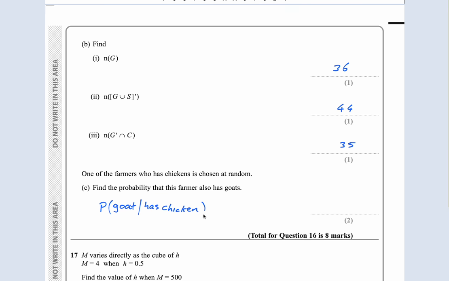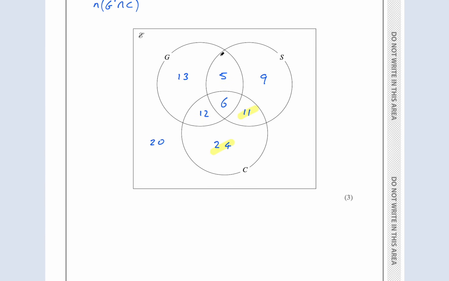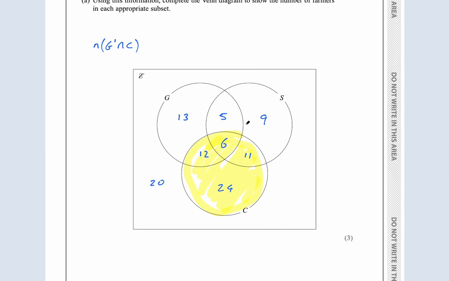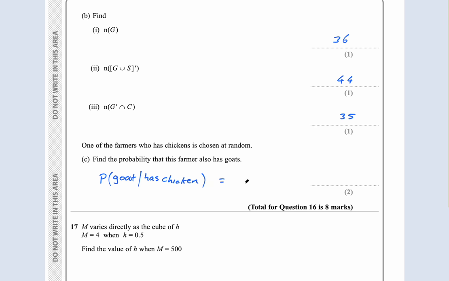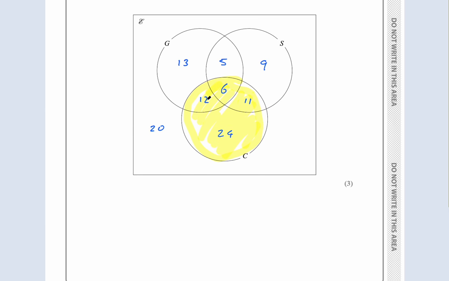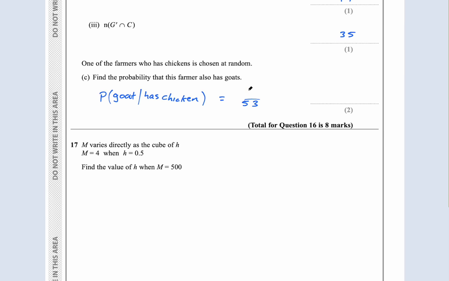Now when we say given that he has a chicken, that means I'm only choosing from these people. So I'm only choosing from, let me get rid of this, 11 and 24. I'm only choosing from these people because these are the ones that have a chicken. So it's out of the number of farmers that have chickens, which is 53. The answer is something out of 53. Now, of those 53 people, how many have a goat? Well, it's the 12 and the 6, these. So it's going to be 18 out of the 53 that have chickens.